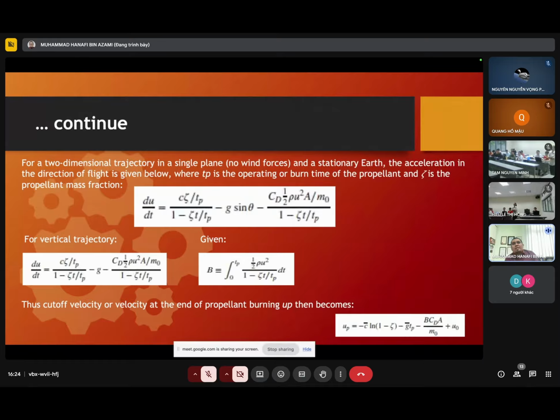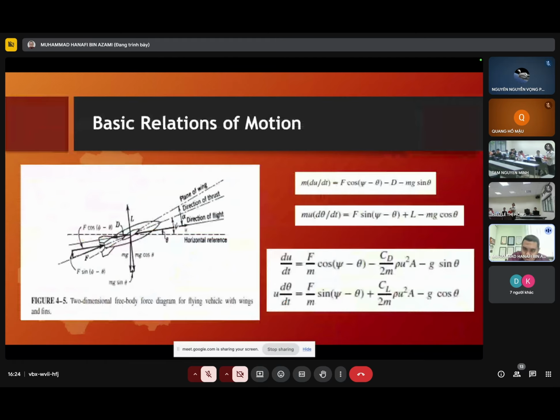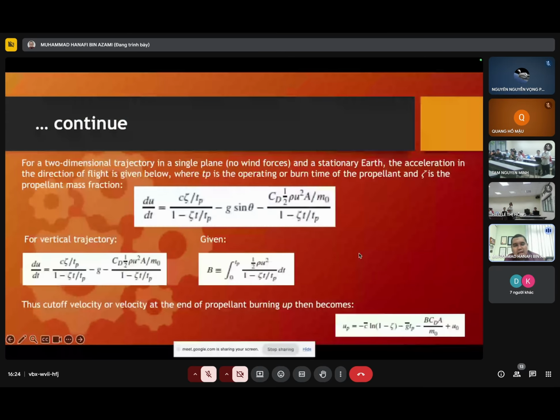Acceleration in the direction of flight is given below, where tp is the burn time and zeta is the propellant mass fraction. Okay, so du, coming back at the equation du here, so you have c zeta. Again, I don't expect you to memorize this. My students, I don't want them to memorize. That's why I'm giving all the assessments open book. But they must know and understand the variables that are used. What is c, what is zeta, and how to use it, because this is the general formula.